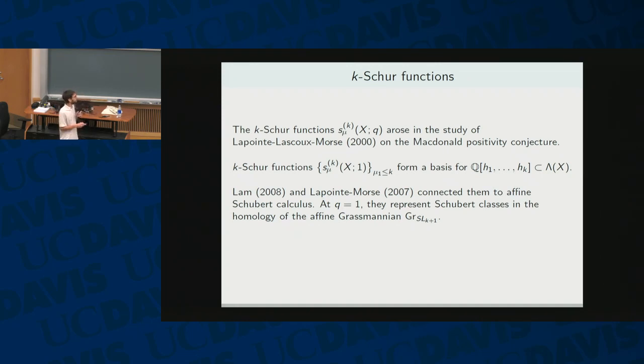It turns out they represent Schubert classes in the homology of the affine Grassmannian. One consequence of this is that their structure constants give you Gromov-Witten invariants, which generalize the Schubert structure constants. They're multiplicative structure constants, so you multiply two and expand in the same basis. All right, so a lot of work was done on these k-Schur functions over the years.